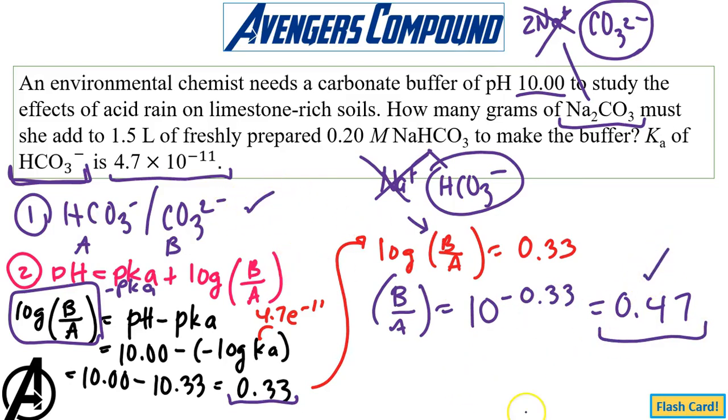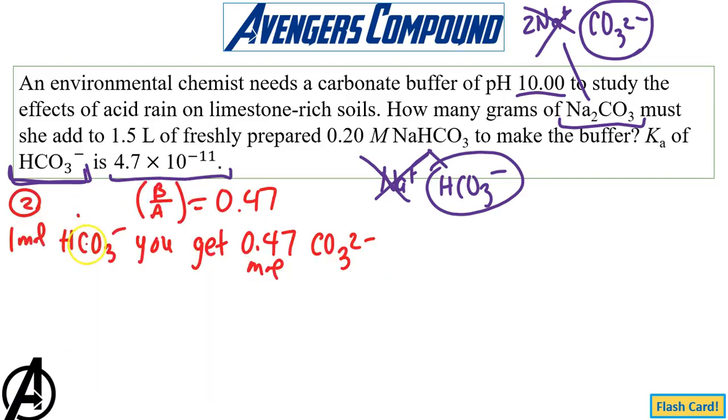My second step, I now have my ratio. Now I need to go forward and get my buffer concentrations and, of course, any mass that we're looking for. So what does the ratio equaling 0.47 really mean? It means that for every 1 mole of your weak acid, you're going to get 0.47 moles of your weak base. And so that definitely is going to help us go further and get buffer concentrations and, of course, the mass of our base that we're looking for.